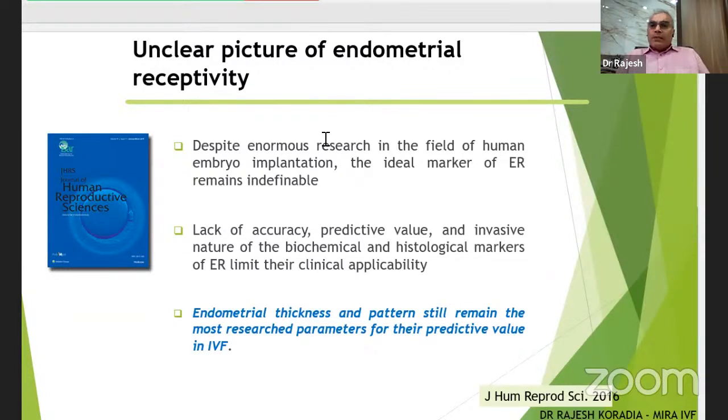Despite enormous research in the field of human embryo implantation, the ideal marker of endometrial receptivity remains indefinable. Lack of accuracy, predictive value, and the invasive nature of the biochemical and histological markers of endometrial receptivity limit their clinical applicability. So endometrial thickness and pattern still remain the most researched parameters for their predictive value in IVF.